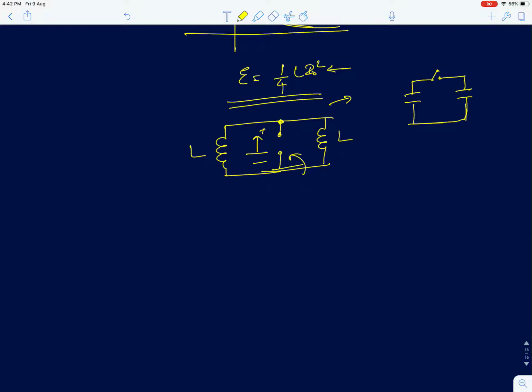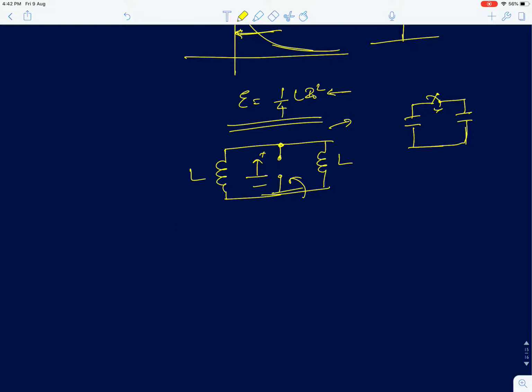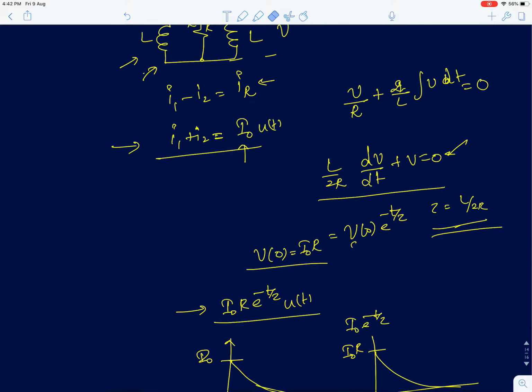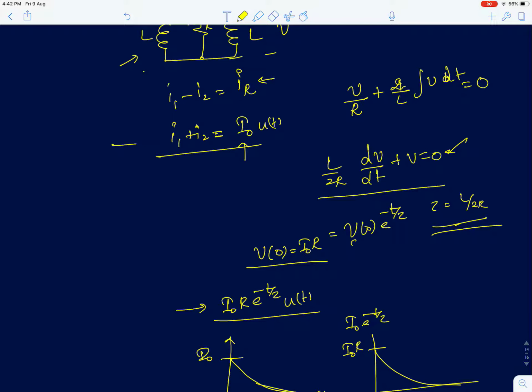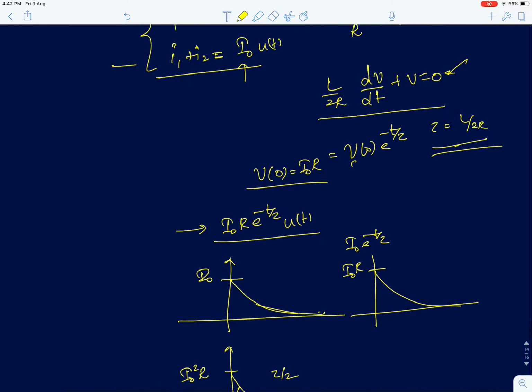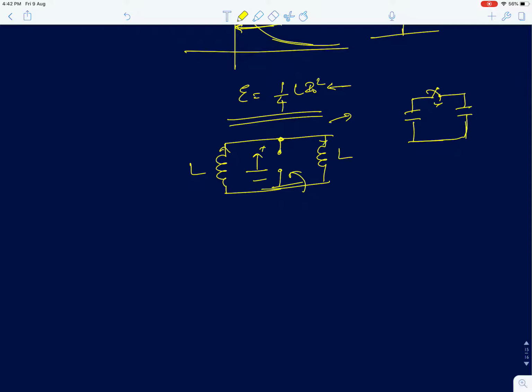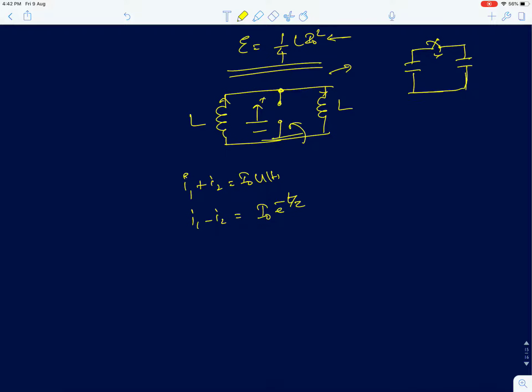So what I'm going to show here is that I'll just redraw the waveforms. I'll quickly show you the currents flowing through the two inductors, which were given by these two equations. We'll try to find how the currents change. So I'll rewrite those equations. Your I1 plus I2 was equal to I0 into U of t, and I1 minus I2, which was the current through the resistor, was I0 e power minus t upon tau, where tau is L by 2R for this circuit.